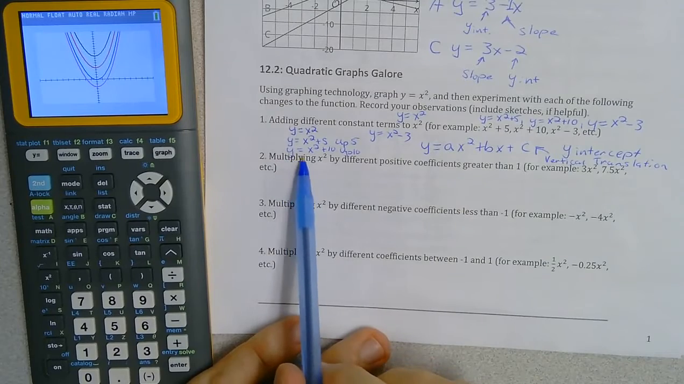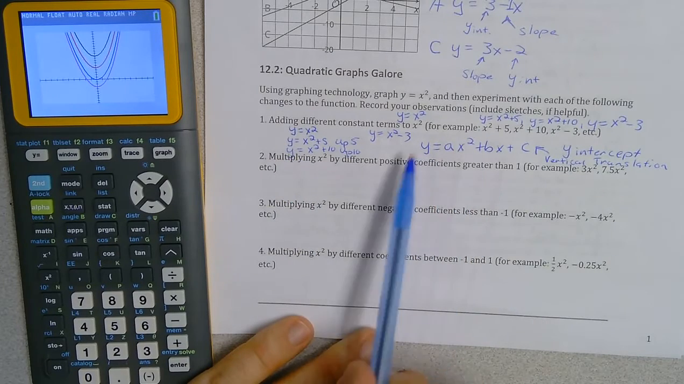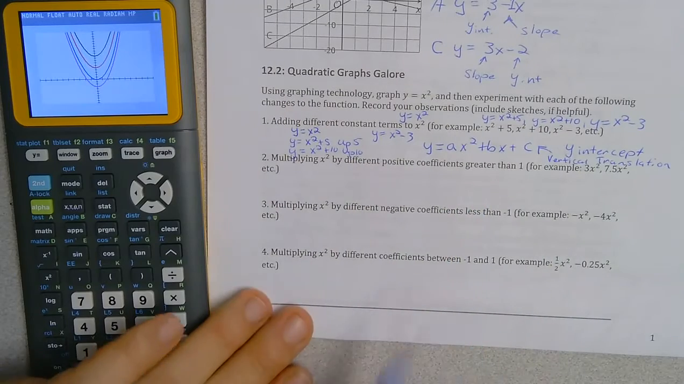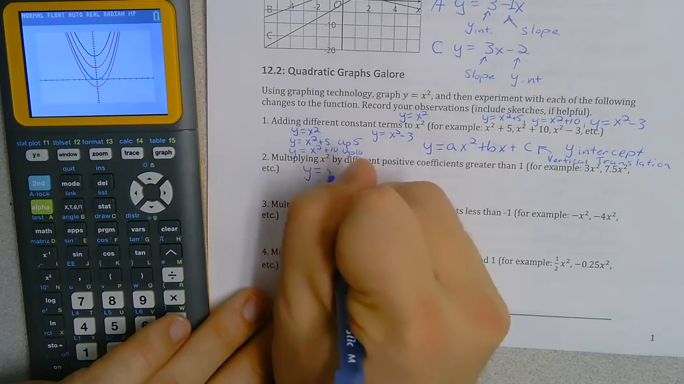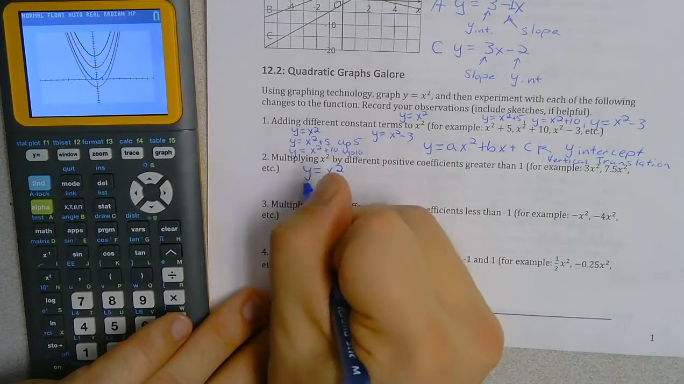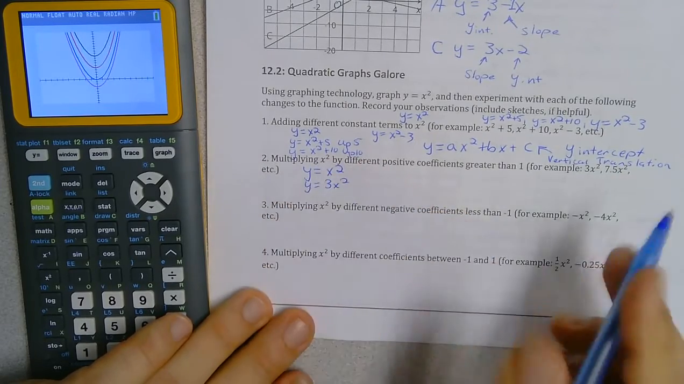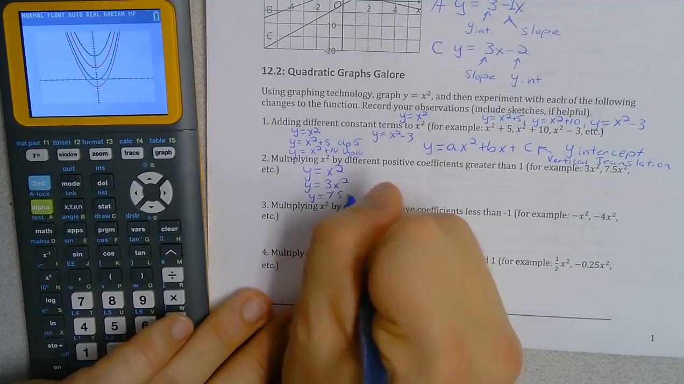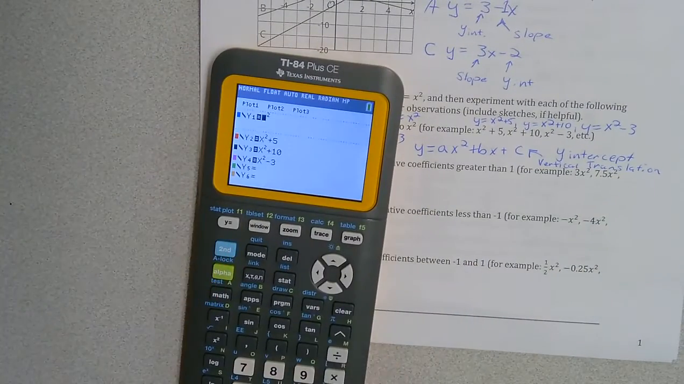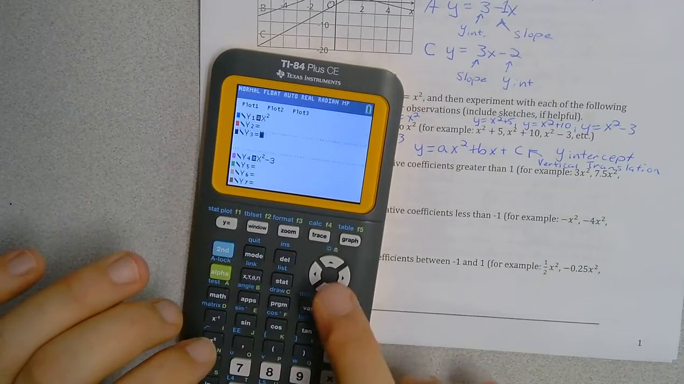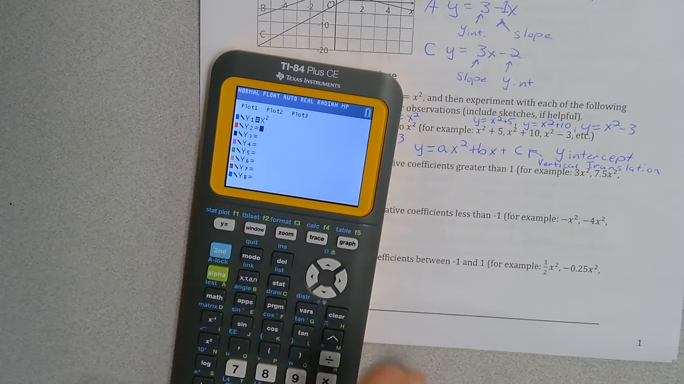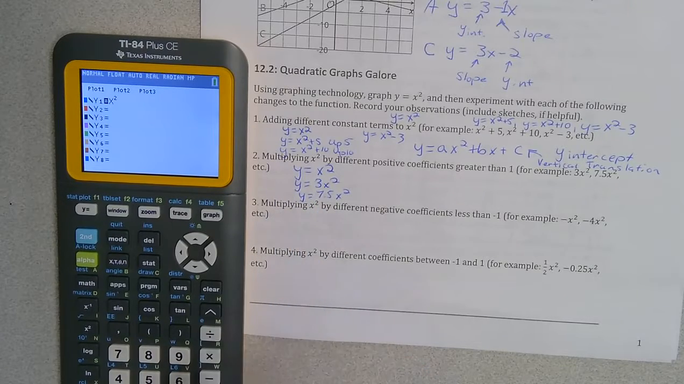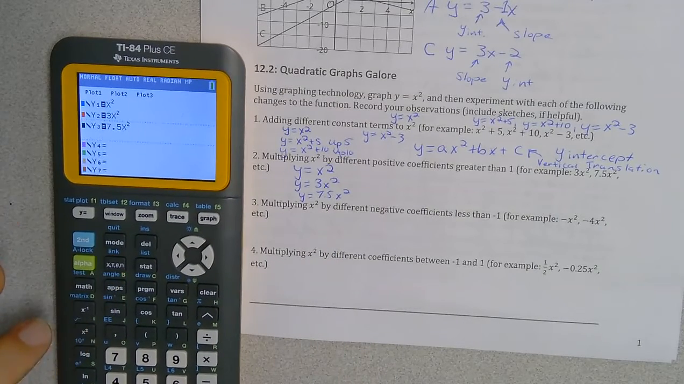Now we're going to look at what would happen if I multiplied the x squared term by different positive coefficients and made everything else 0. Our parent function is y equals x squared. What if I made it y equals 3x squared? And what about, instead of a whole number, a decimal, y equals 7.5x squared? I'm going to go back to my y function, clear out my other graphs, put in y equals 3x squared, and then y equals 7.5x squared, and graph those.